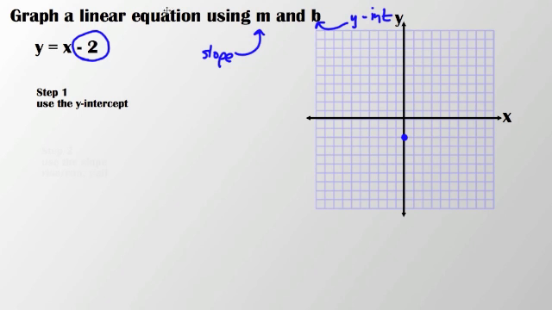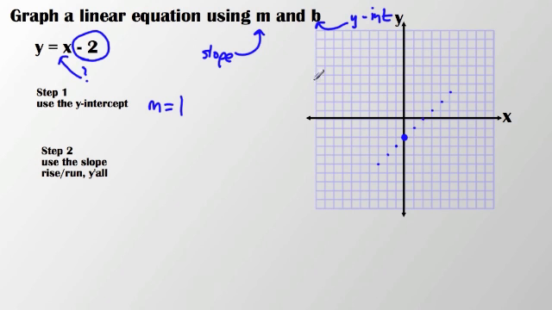Next, I'm going to use my slope. Now, I know that the slope represents rise over run. In this case, as I look at my equation, there's nothing in front of the x. That's all right. That just means that my slope is 1. So then I go up 1 over 1, up 1 over 1, up 1 over 1, as far as I want to go. And I can also go in the other direction too.